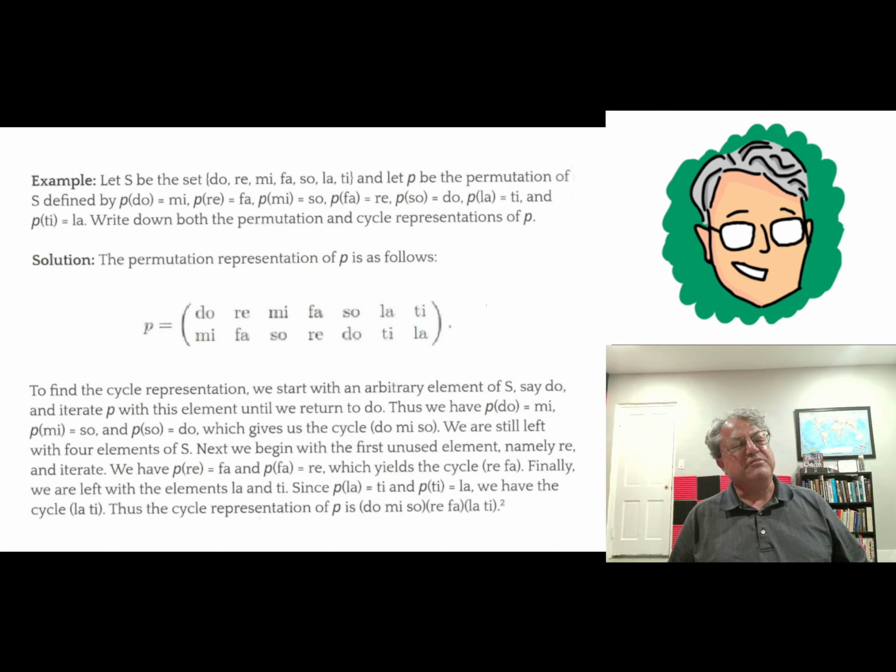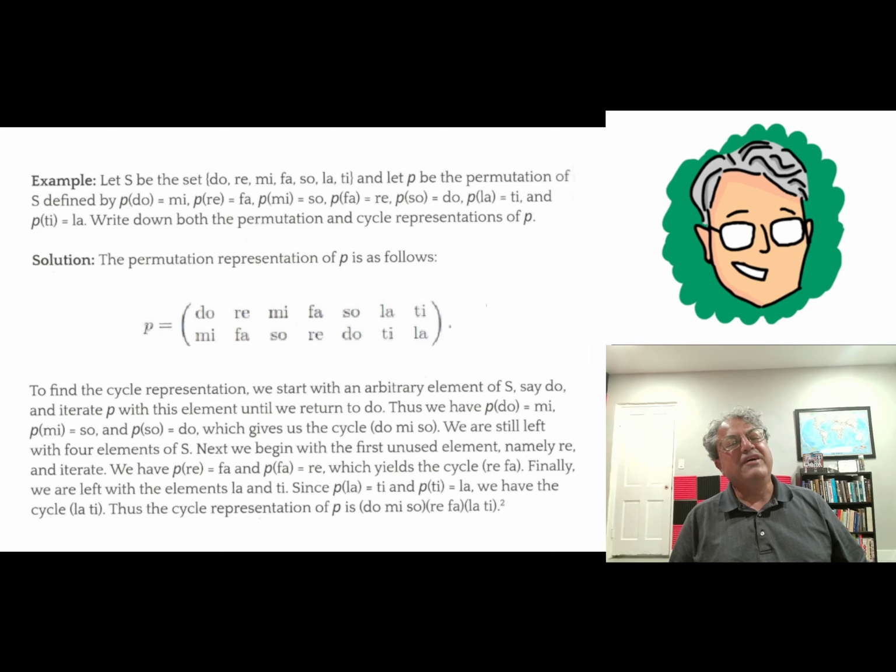What about the cyclic representation? Again, we do what we were doing before. See what gets mapped to what. So do gets mapped to mi. That's do, mi. And then mi gets mapped to so: mi, so. And then so gets mapped back to do: so, do. And then re gets mapped to fa: re, fa. And then fa gets mapped to re.